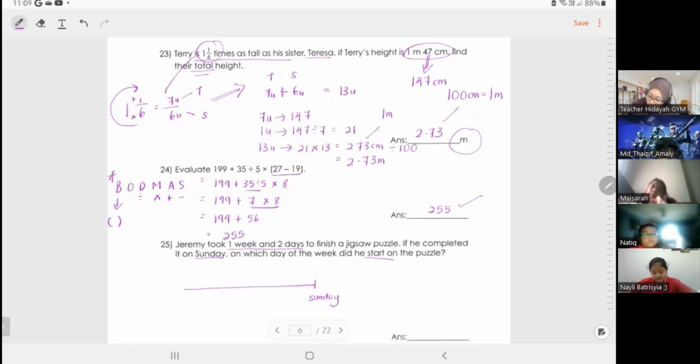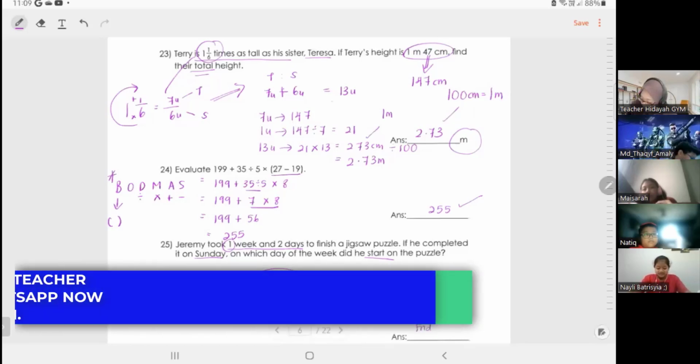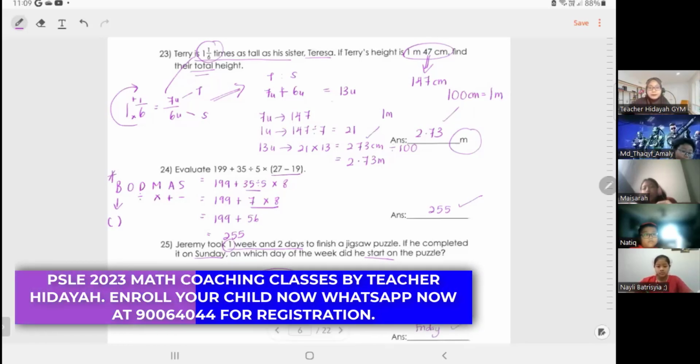He took 1 week. So 1 week from Sunday will be a Sunday, correct? 1 week before Sunday is another Sunday. So 1 week done. 2 days. So I have 2 days. 1 day, 2 days. This is a Saturday. This is a Friday. So the answer is Friday. That's it.